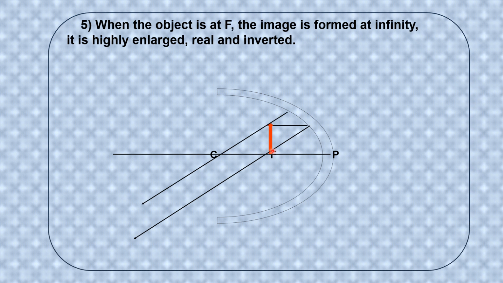The next one is when the object is at F. When the object is at F, the image formed is at infinity. The image formed is highly enlarged in size. It is real and inverted.